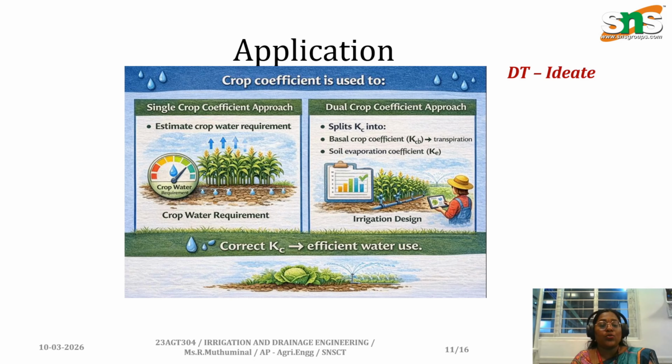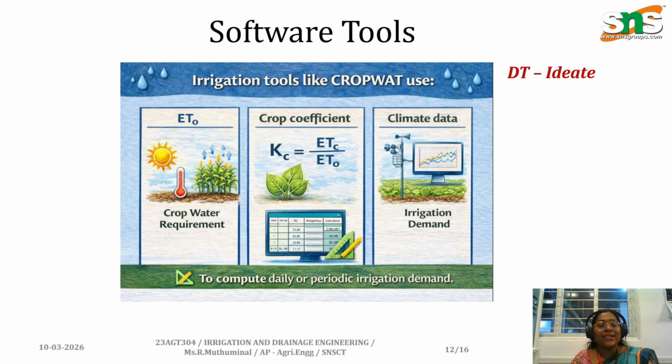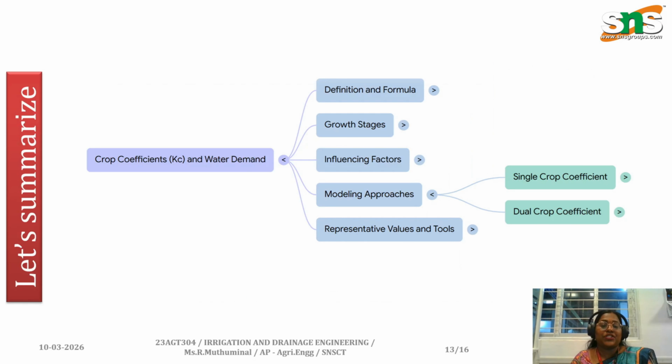Regarding the application and tools involved in crop coefficient, farmers and engineers use the values to determine when irrigation should be applied and how much water the crop requires. Today, several software tools and irrigation methods help to calculate evapotranspiration and crop water requirements automatically. These tools support efficient irrigation planning and sustainable water use in agriculture.